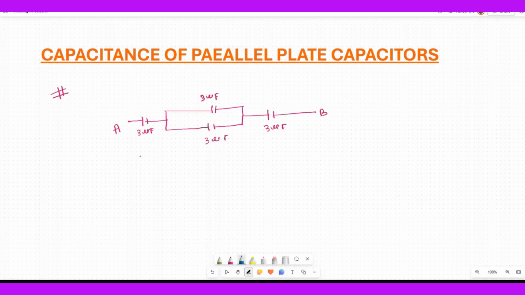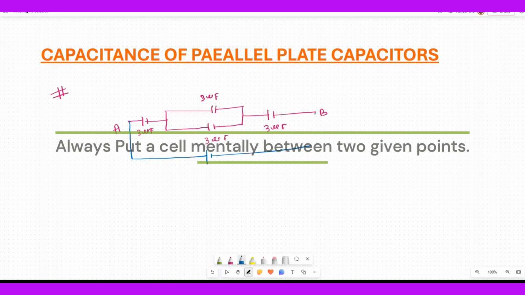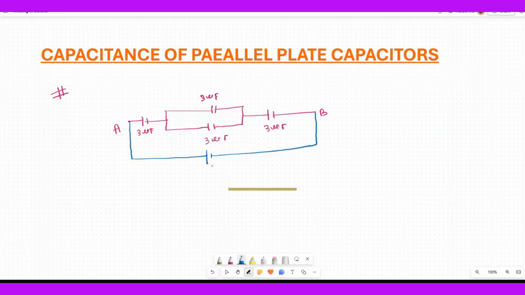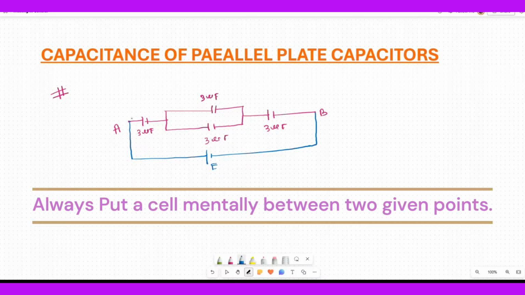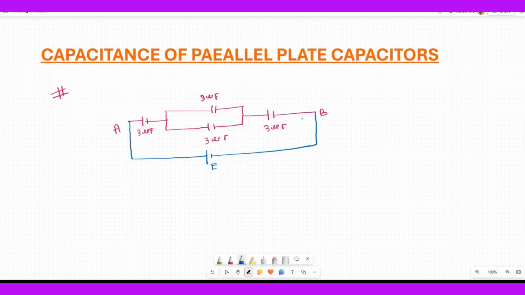See, the method of finding equivalent capacitance involves one immediate step. You have to imagine that, even if you don't connect it like this, there is a cell connected between 2 points A and B, whose equivalent capacitance you are going to find. This is the simplest sum, but I tell you to do this just to keep this concept in your mind.